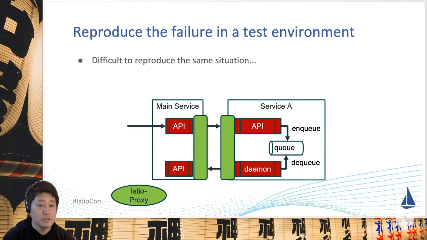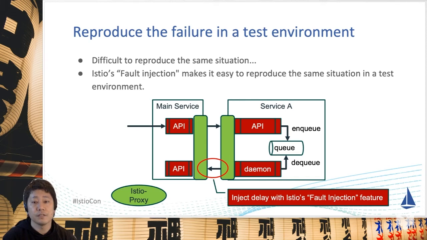We made a hypothesis, but we haven't verified it yet, so we tried to reproduce the same situation in a testing environment. However, when we tried it, it wasn't easy to cause the same situation. We wanted to reproduce the situation where main service does not return a response to service A, so we thought we could use Istio's fault injection function. Fault injection is a feature that can return an error or cause a response delay at a specific rate in any HTTP connection without changing the application.